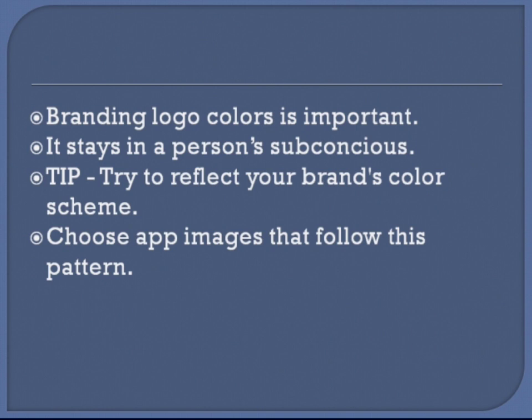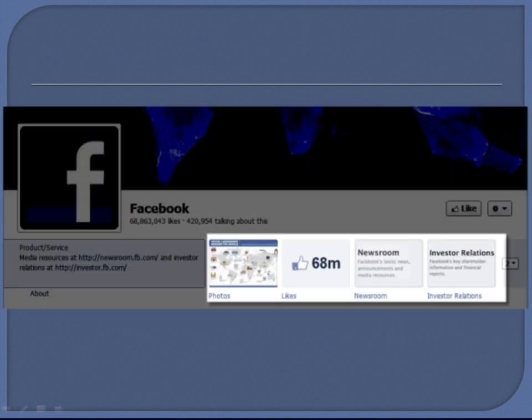You can choose app images that follow this pattern. So let me go through and show you some patterns here, and you're going to see how easy this is. You'll notice that on Facebook, photos, likes, everything like that, it's a dark blue color in each image. So you can actually upload this specific image here, and here, and here, and here.